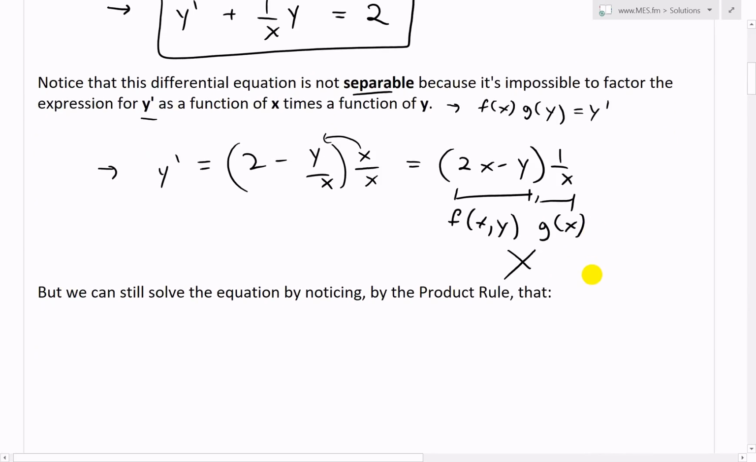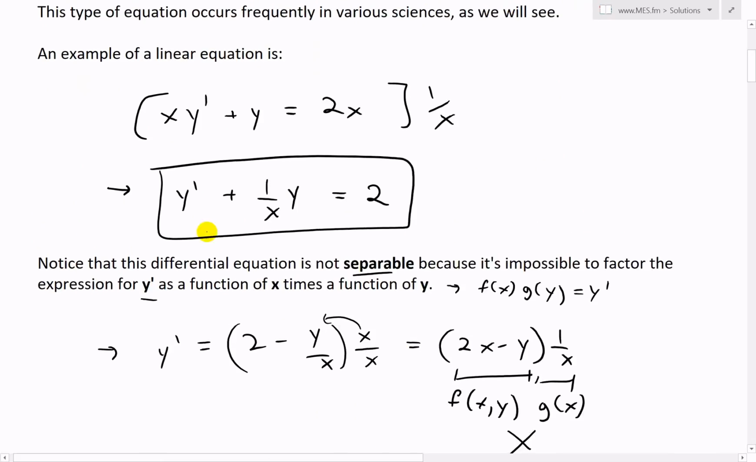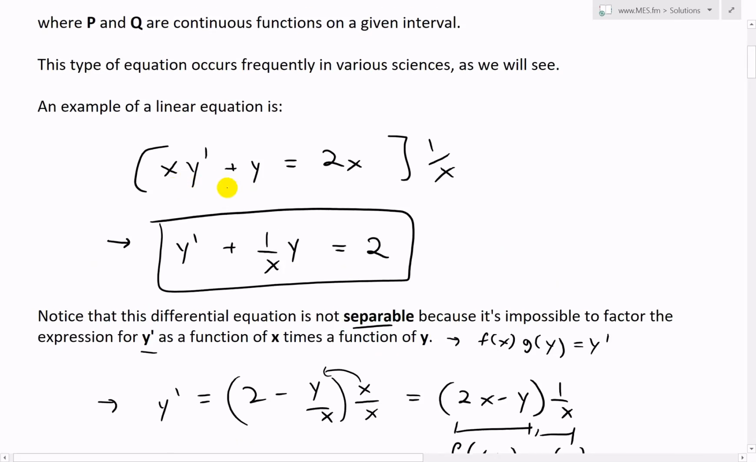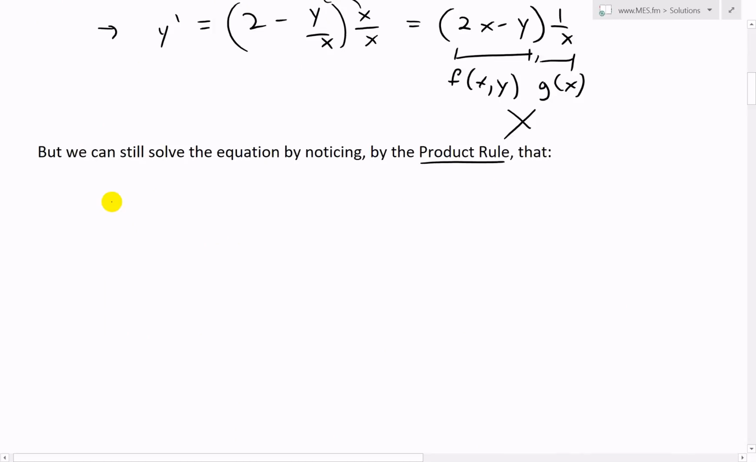But even though we can't solve this by the methods for separable equations, we can still solve the equation by first noticing the product rule. If we notice the left side of this equation for this example, this x y prime plus y, by the product rule, if we look at the derivative d over dx of xy, the multiplication of these, which is the same as writing xy prime, just stated as the derivative. So if we're taking the derivative of these two by the product rule, the derivative of x is just 1.